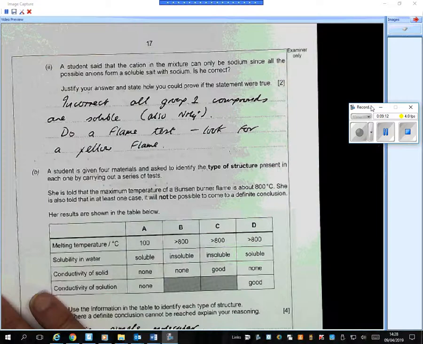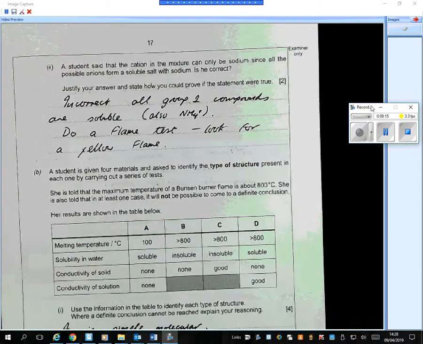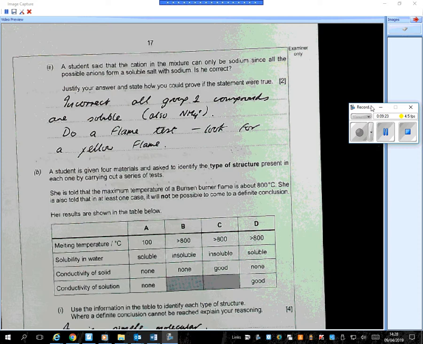Now the cation, student said it's sodium because they're all soluble. Is he correct? Well, he's incorrect, because all group 1 compounds are soluble. Also, ammonium compounds are soluble. So how can you tell which metal ion you had? Do a flame test. If it was sodium, you'd have a yellow flame test.